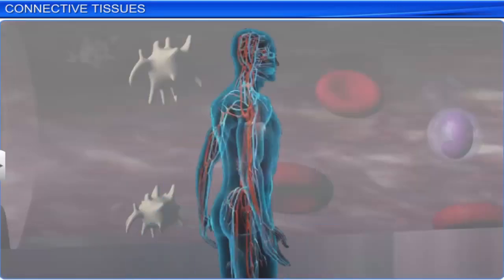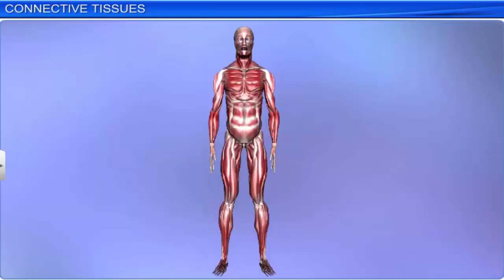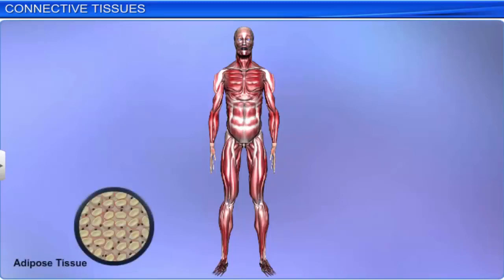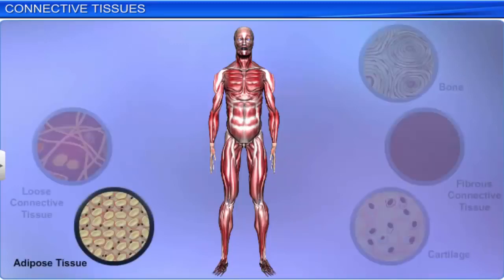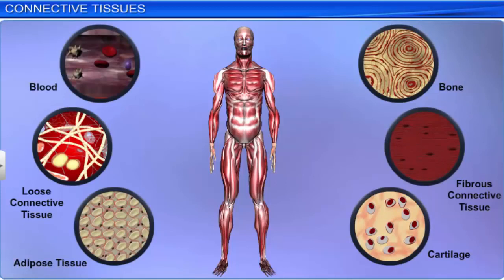Blood serves as the main circulating fluid that transports various substances such as gases, nutrients, and hormones to different parts of the body. Thus, connective tissue helps store fats, link and provide support to other tissues and organs, and transport various substances such as gases, nutrients and hormones to different parts of the body.